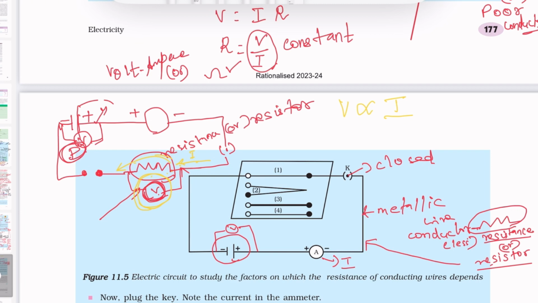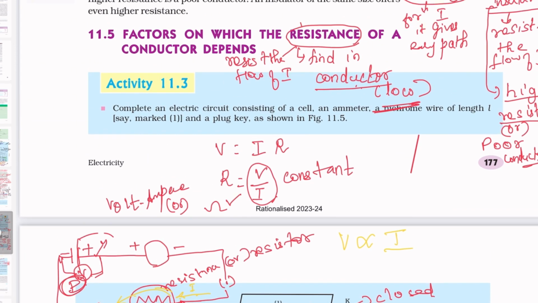So next we move on to an important topic, that is the factors on which the resistance of a conducting wire depends. We are going to talk about the next topic, the factors on which the resistance of a conductor depends. We will understand this through an activity. We are referring to activity 11.3.